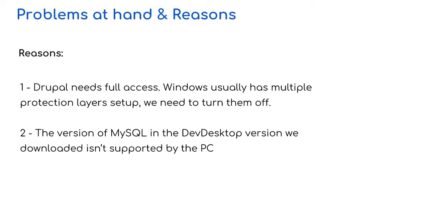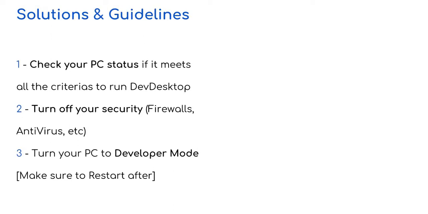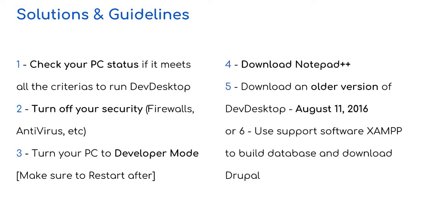After testing different solutions, I came up with a set of solutions, step by step, to help you get your DevDesktop running. The first step is to check if your PC status meets all the criteria to run DevDesktop. Secondly, turn off your security. Third, turn your PC into developer mode. Step number 4, download Notepad++. The last step, we're going to download an older version of DevDesktop.